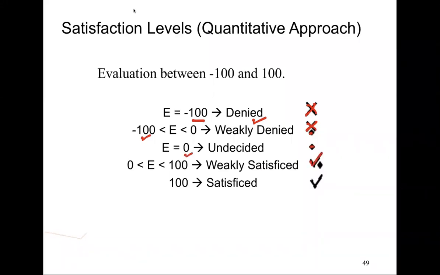If you have a check mark and then there's a dot underneath it, that's a weakly satisfied goal or task, so it's a number between 0 and 100. And a check mark will be a fully satisfied goal. So that's a value of 100.